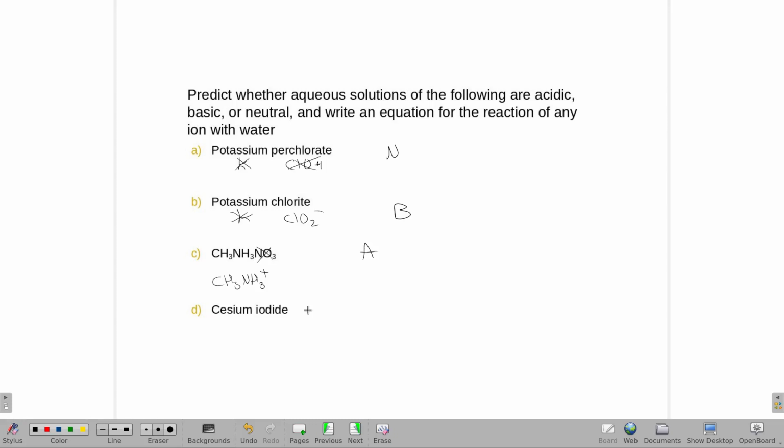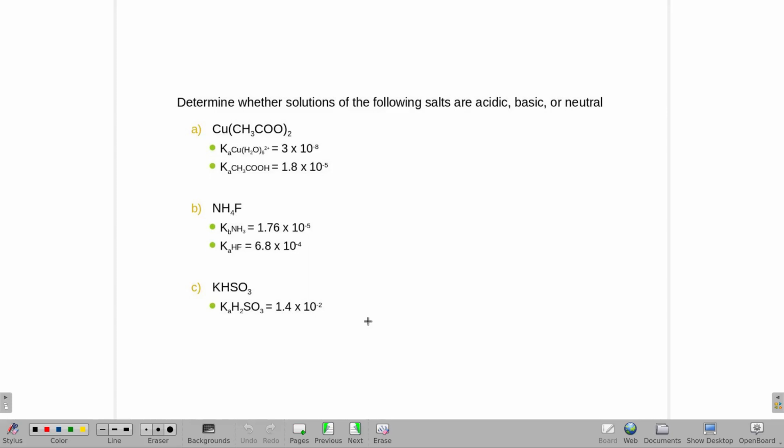Cesium's in group 1, so it would make a very strong base if it gets with OH minus, and HI is a strong acid. This is neutral. Okay, some exceptions. Let's look at something like here.